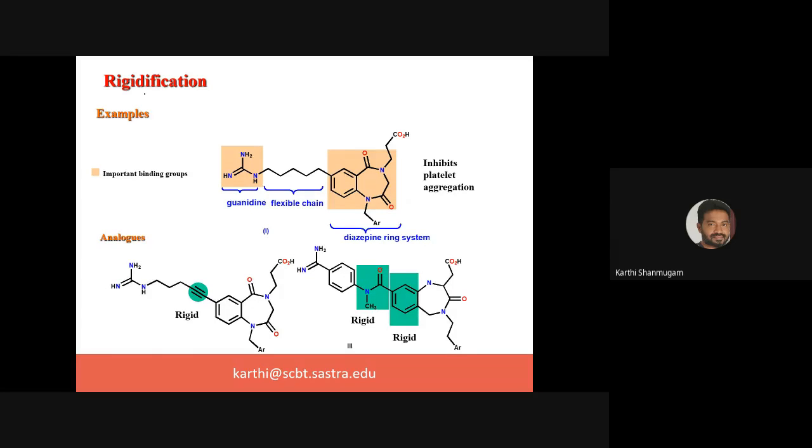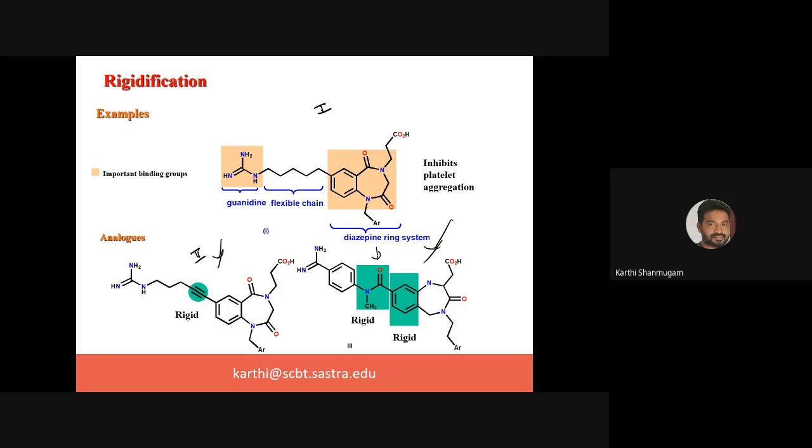So this is the original molecule. For the second molecule, can you tell how they achieved the rigidification? How did they convert the flexible molecule into a rigid molecule? What's the approach used here? They inserted a triple bond, right? And here, how did they achieve that? What's the method they have used?